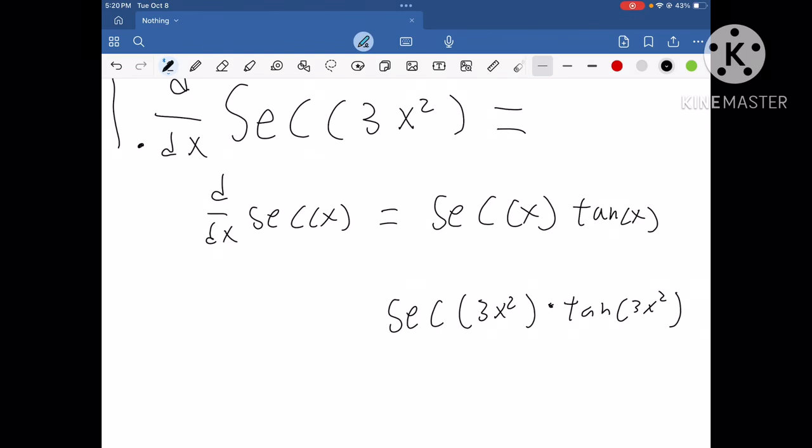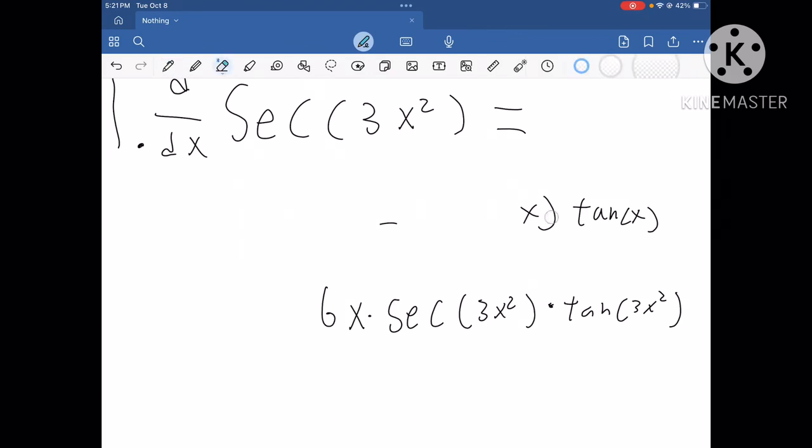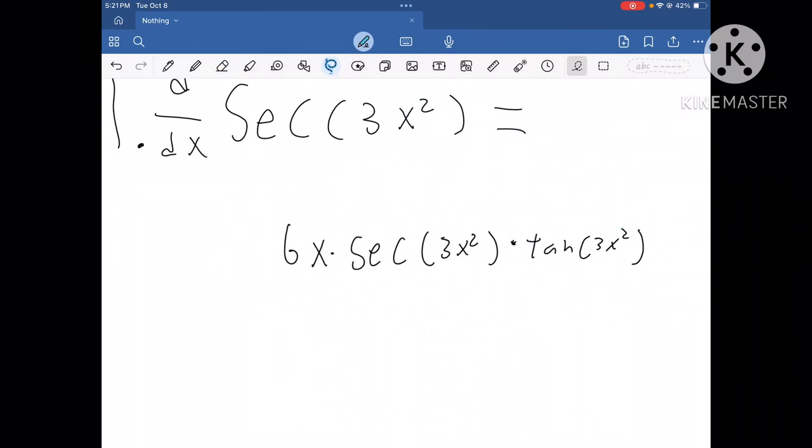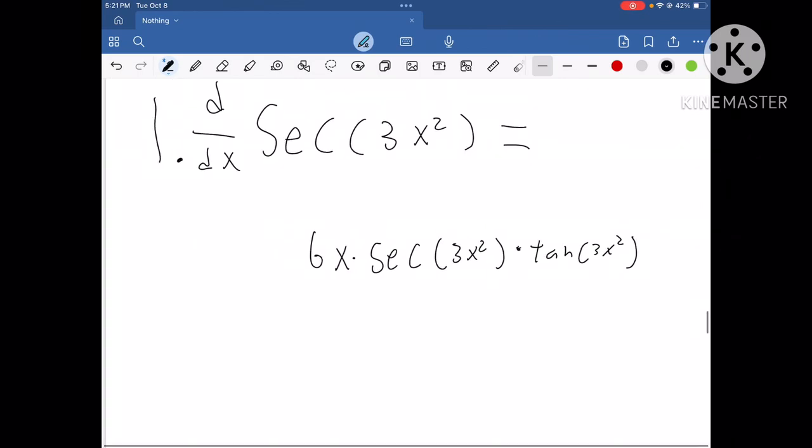But you shouldn't forget the chain rule. We have to bring the derivative of 3x squared outside. So it would be 6x times all of this. So our final answer would be 6x times secant 3x squared times tangent 3x squared. Whoa, now that we look at it, it's pretty simple, right?